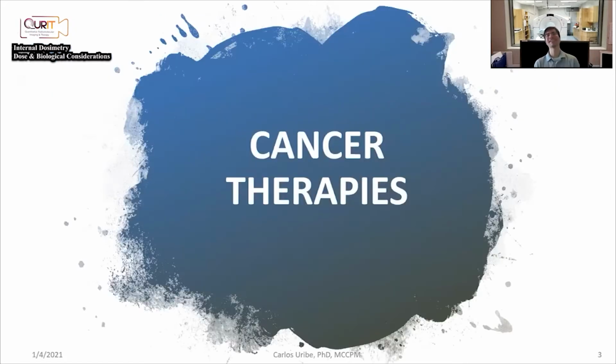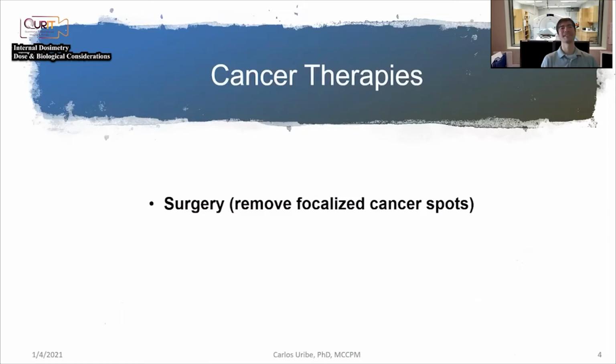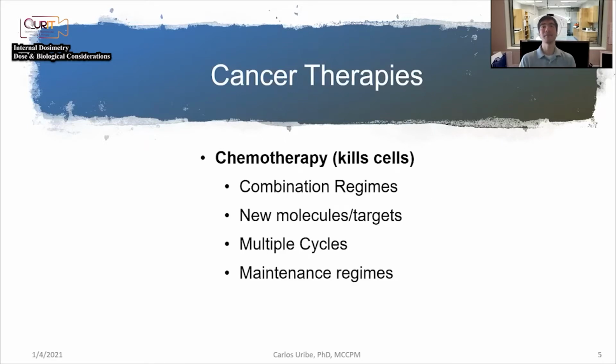So let's start talking about cancer therapies. And we have different therapies for cancer. I guess one of the most common ones is surgery. When you have focalized cancer spots, physicians can open the patient, and they will take out, for example, the tumor. We have chemotherapy, and chemotherapy uses chemicals that are injected in the body, and those chemicals kill cells, and we want to kill the cancer cells.